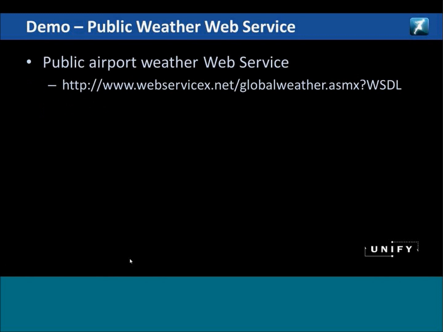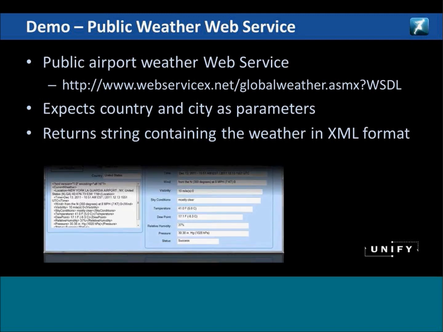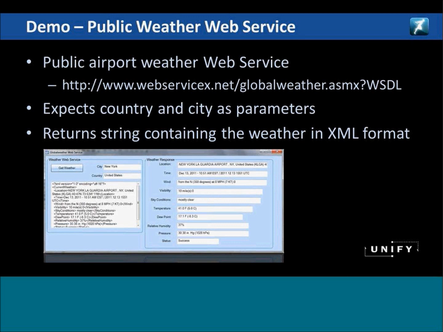Okay, here's another demonstration I can give you. Some of you might have seen that before. Public Airport Weather Web Service. This is a web service URL that you can use as well. You can also download this sample application. It's on the TD community as well, so grab it there. And for this web service, you provide a country and a city as a parameter, and it returns a string containing the weather in XML format. So let's look at this.